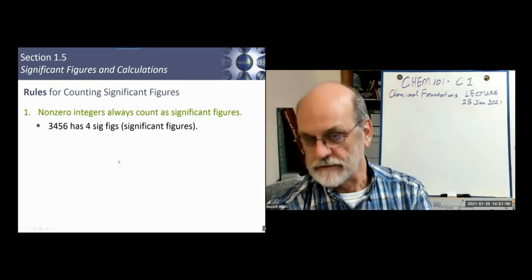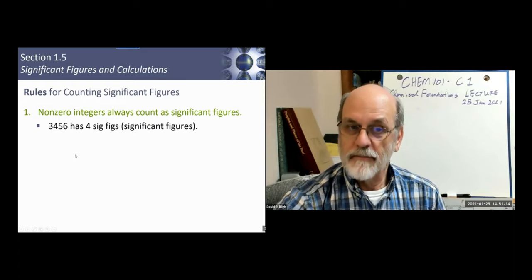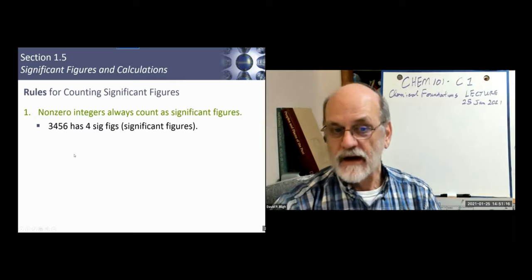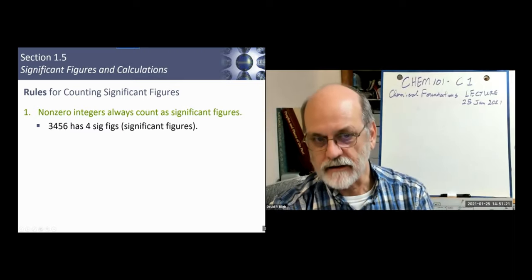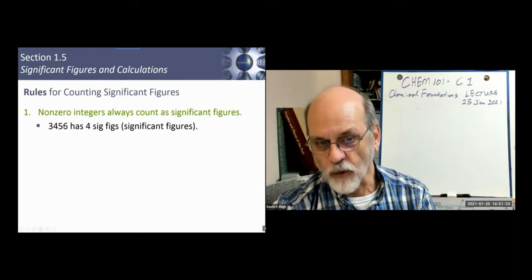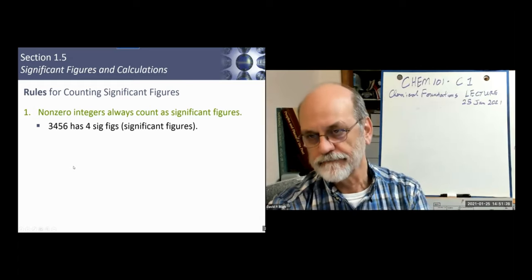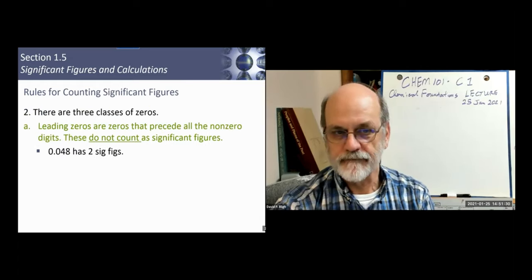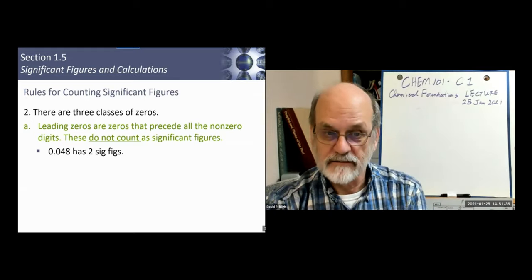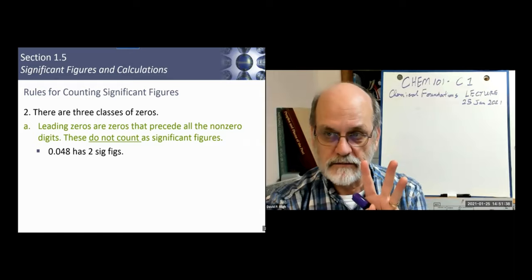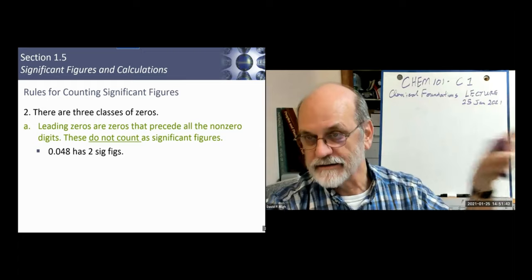Well, we've got rules, right? So our significant figures in a number, based on the first rule, all non-zero numbers are significant. So this number has four significant figures. All four of them are significant. The other possibility is we've got a zero in there somewhere. And there are three types of zeros, right? One's in front, one's in the middle, one's behind.